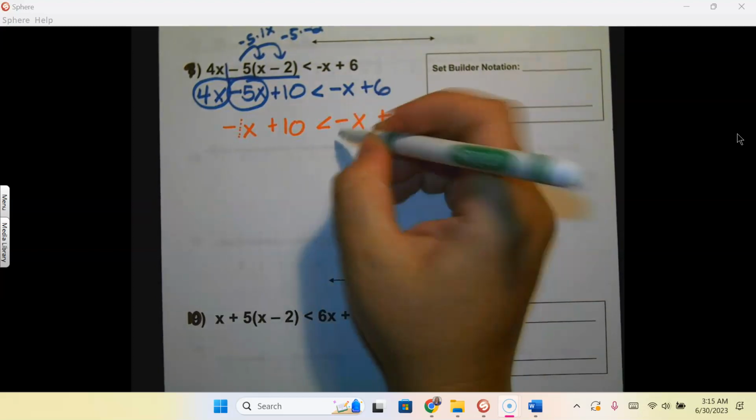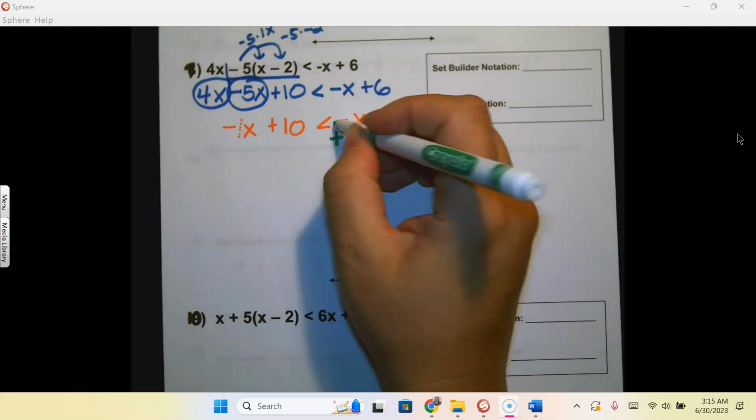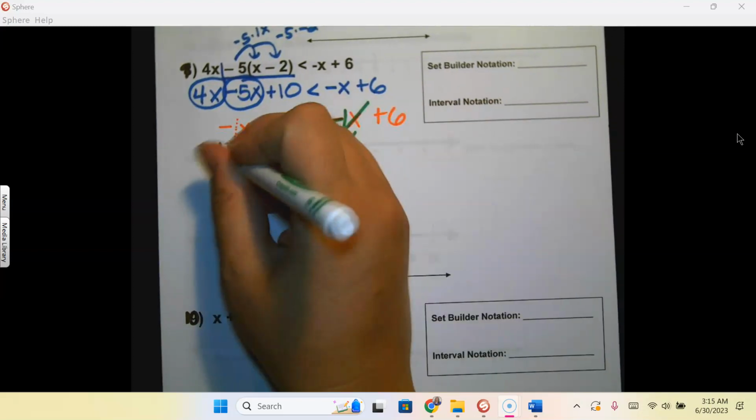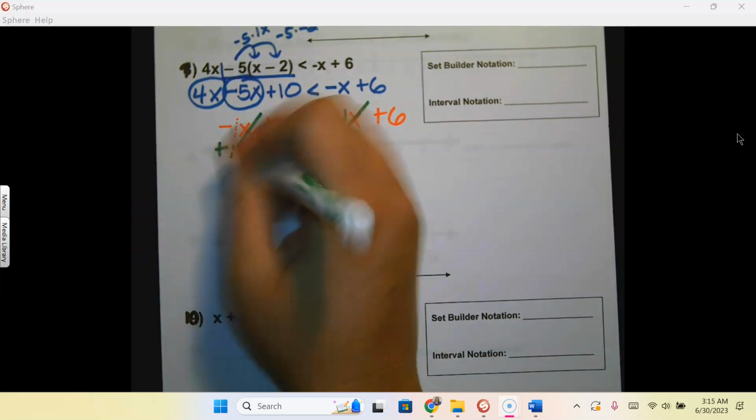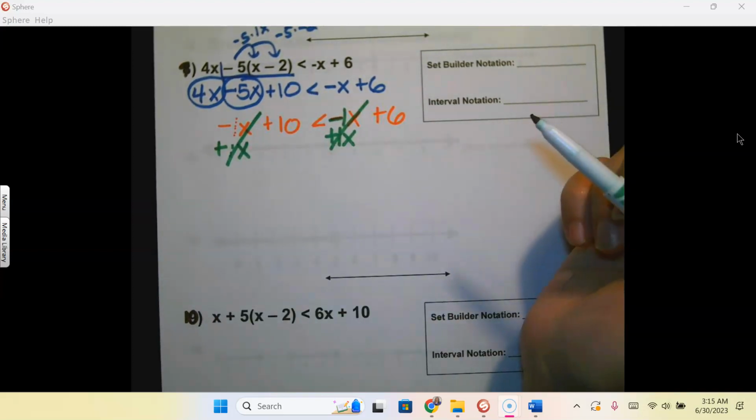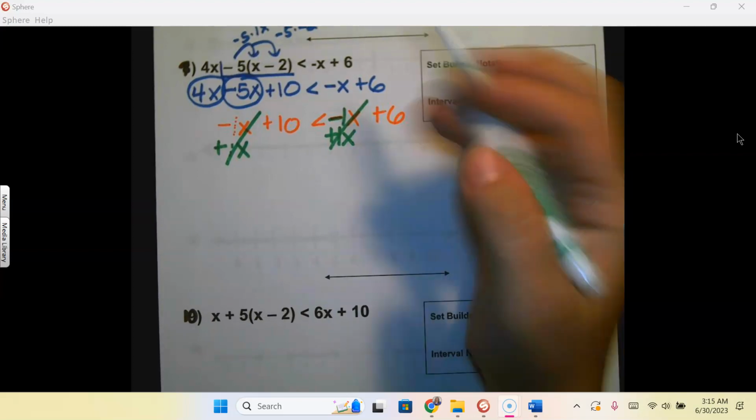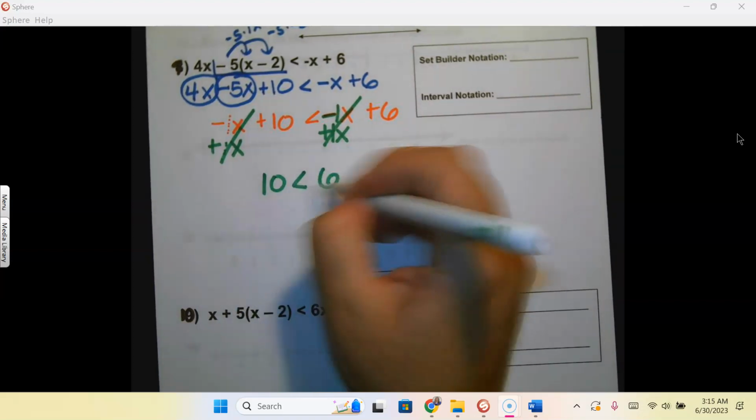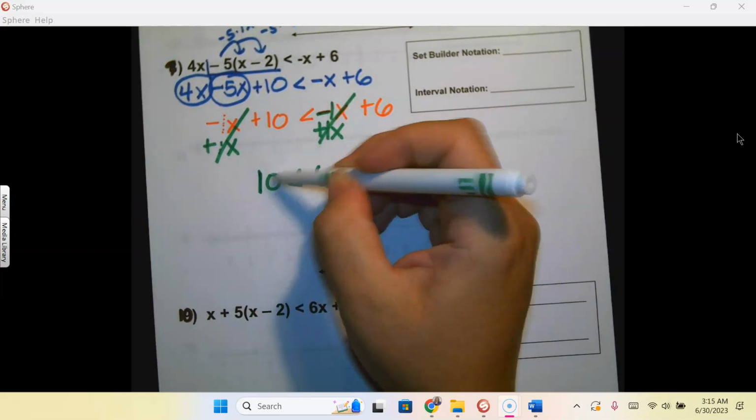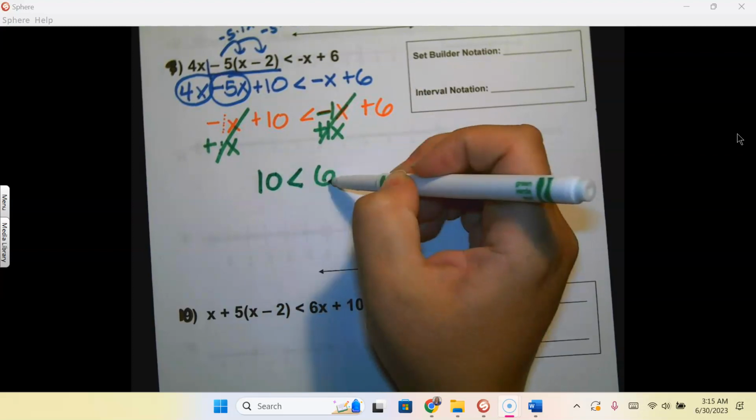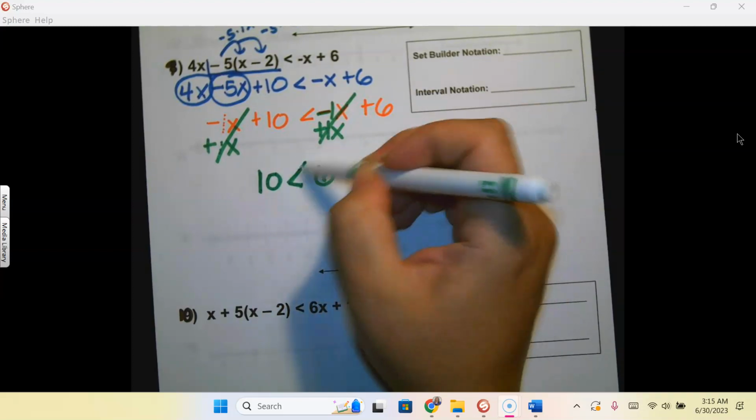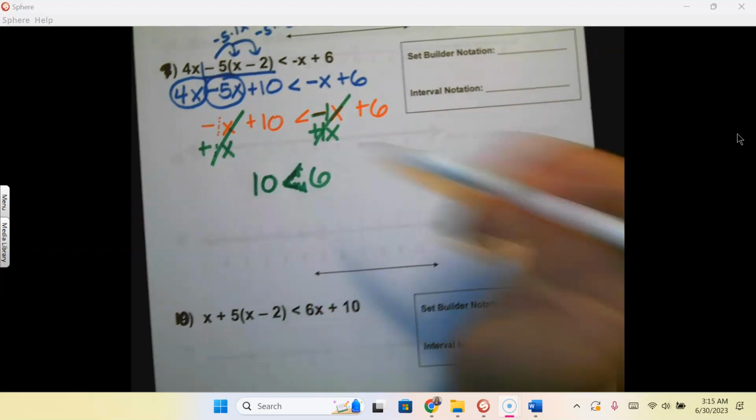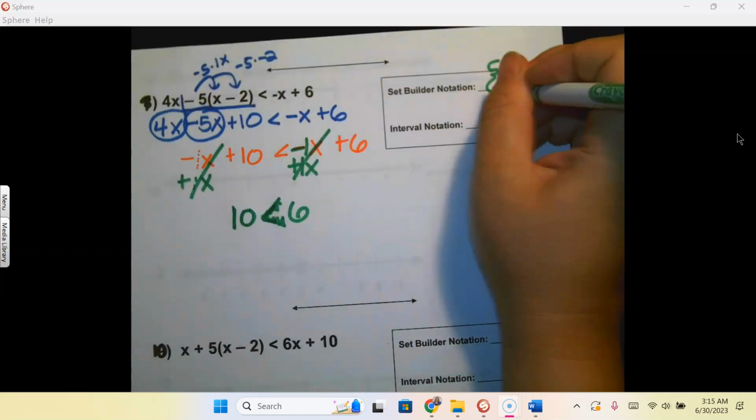So I'm going to go ahead and add an x here, so a negative 1x and a positive 1x would make 0. So I'm going to add an x here, and they both go away. So just like lesson 2, when the variables go away, we bring down what's left, and then we read this. This says, is 10 less than 6? No. So in other words, the Pac-Man is not eating the bigger number. So this is not true. So that means our answer is no solution.